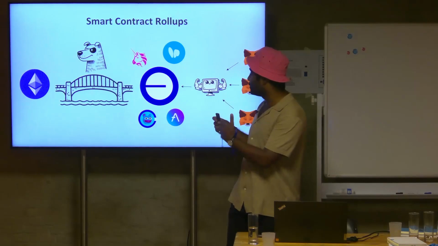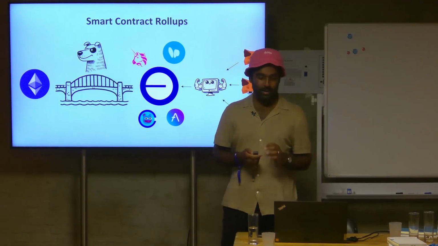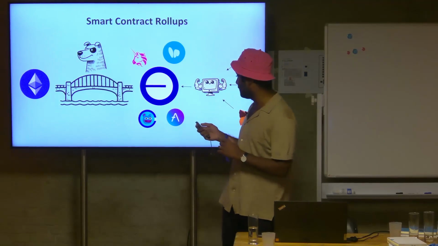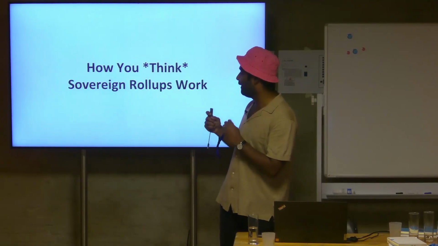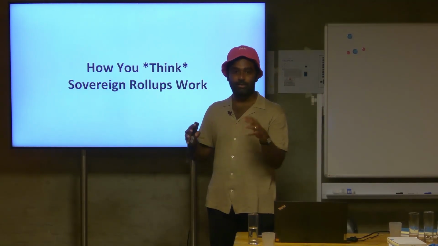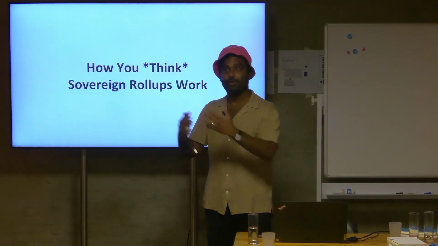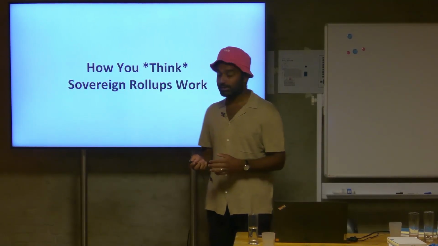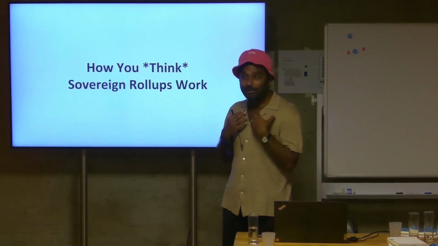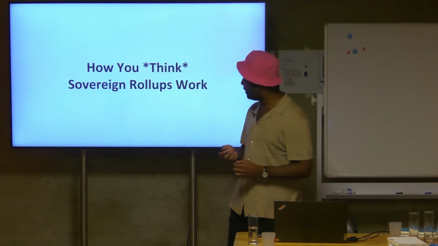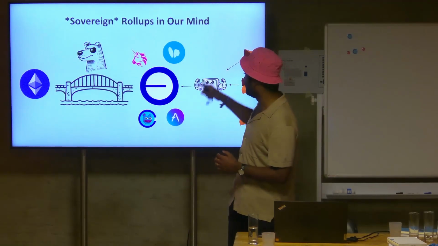But how does this model change for a sovereign rollup? I'm going to start off by going through what I thought a sovereign rollup was and how I thought it functioned. My mental model started with the L2 model and then tried to build on top of that to get to what a sovereign rollup is. So this is just going to describe how I thought a sovereign rollup worked, and how I imagine some of you might think sovereign rollups work as well. So let's go back to this image we have of the L2.